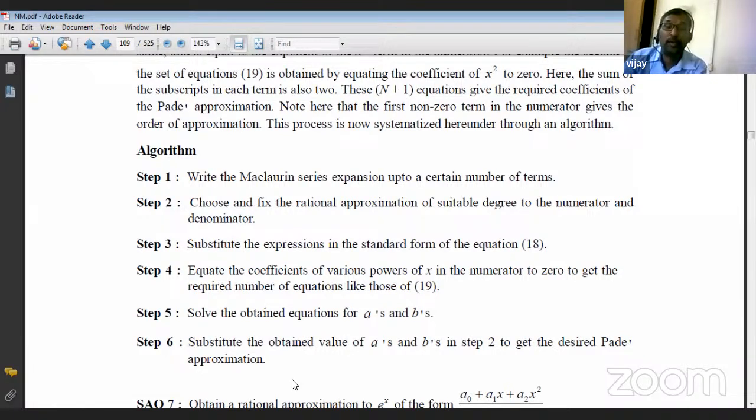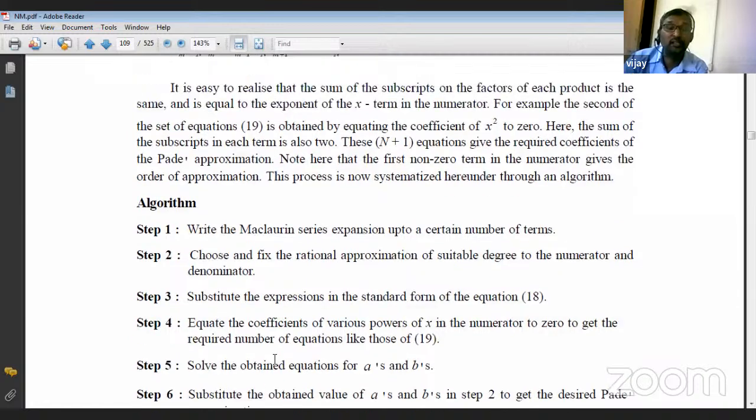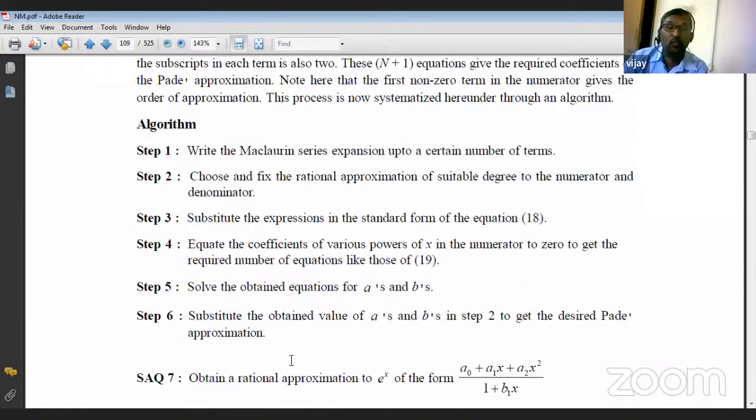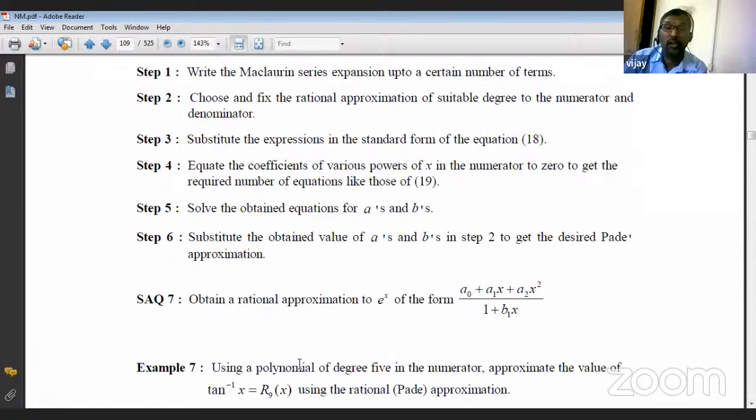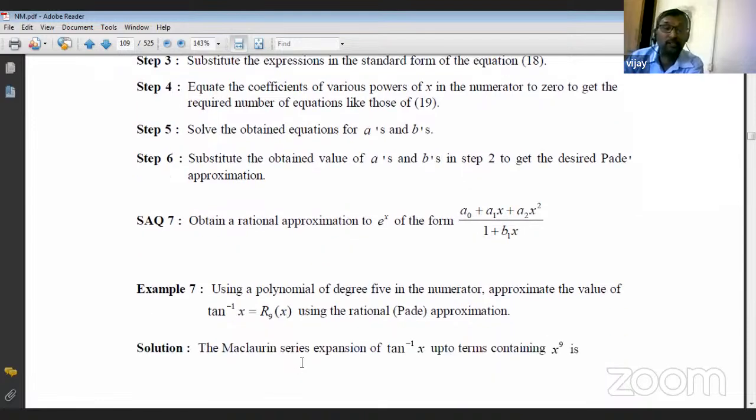Choose and fix the rational approximation suitable between the numerator and denominator. Equate the coefficients of various powers of x in the numerator to 0, and get the required number of equations. Solve the obtained equations for a and b. Substitute the obtained values of a and b to get the desired approximation, and obtain the rational approximation in the form of a0 plus a1x plus a2x square over 1 plus b1x.